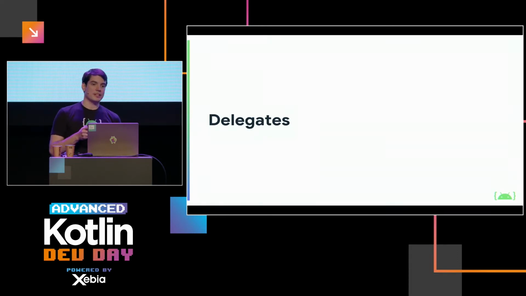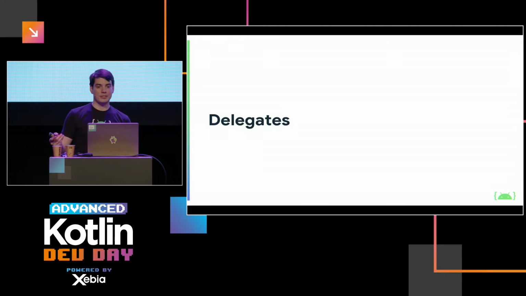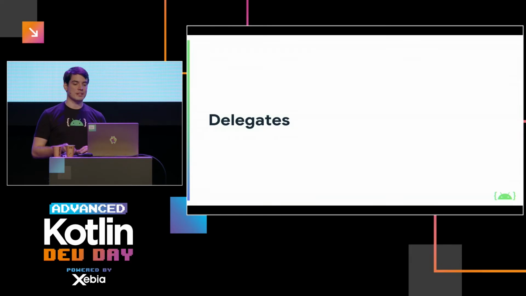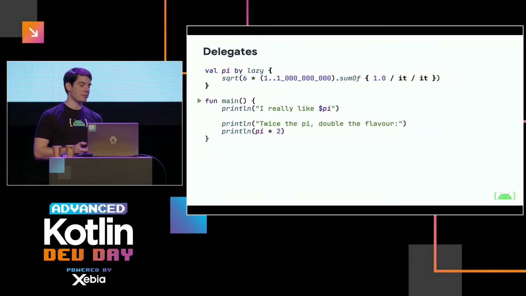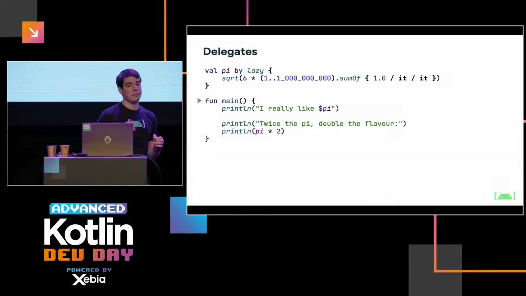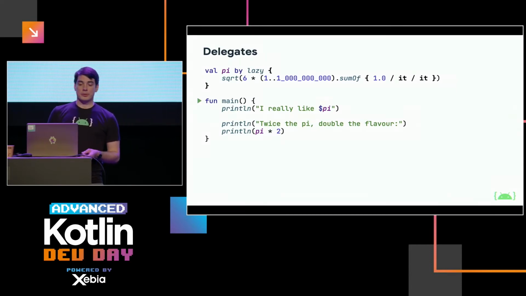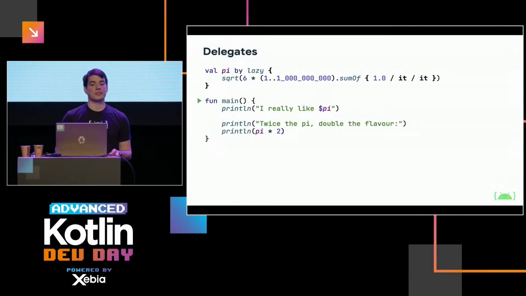Next up, I want to talk about delegates, which are one of my favorite Kotlin features. And first, we're going to recap what delegates are by looking at one of the built-in ones in the standard library, and then we'll see how Compose can use delegates. So in the standard library, we have this lazy delegate as an example. And here I'm using that to create a property that stores the value of pi. And I have a main function which reads the value of this property twice as it's executing.